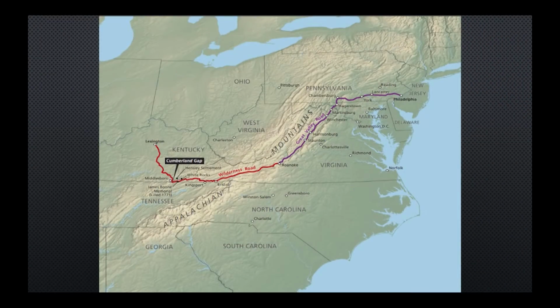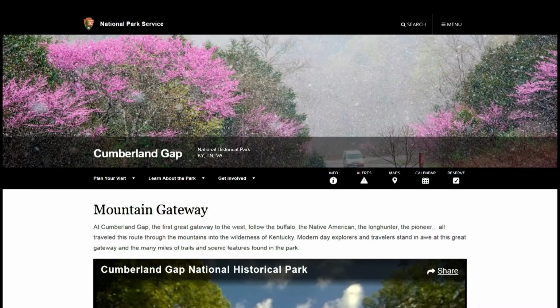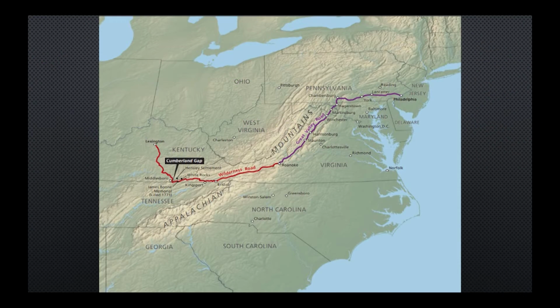And I got this map from the website of the National Historic Park. This is a really good way to find resources: if there's a state park or a national park or wilderness area or battlefield or whatever, go to the National Park Service website and you should be able to find some good things that you can use in the classroom. So that's where I got this.